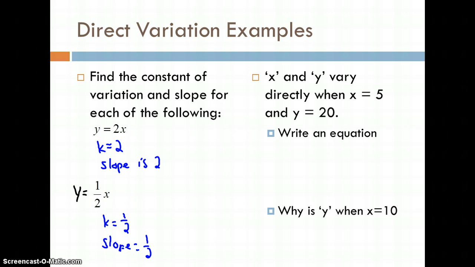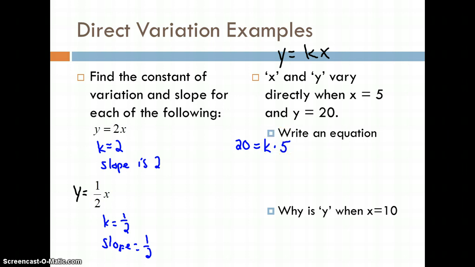The other type of question that you'll see takes a little bit more work, might be slightly more difficult, but it's still very, very workable for all of us. If we look at x and y, we know they vary directly. When x equals 5 and y equals 20, it wants us to write an equation to model this. So we want to use our y is equal to kx, because we have to find k first. So I have y is 20, k we're looking for, and x is 5.